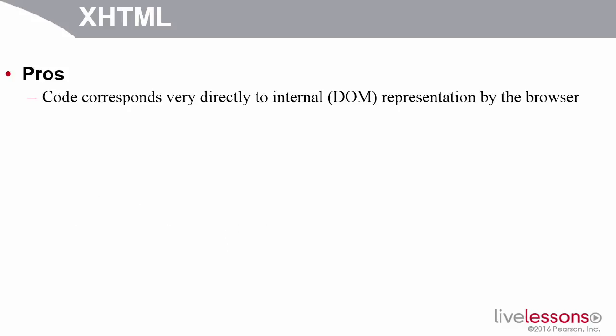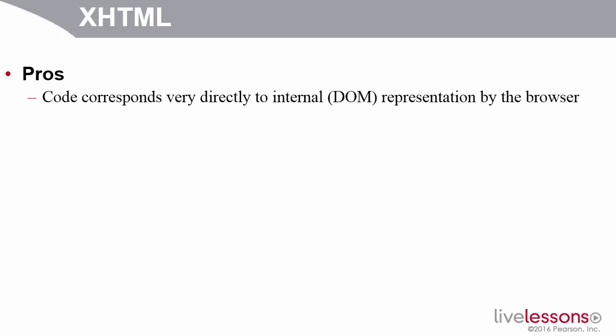So the major advantage of XHTML is that what you see in your text editor corresponds very directly to what the browser stores in its memory. You basically have a tree structure. You have a tag HTML. Then you have inside part of it a body tag, and inside of that you have a div tag, and inside of that you have a p tag. Each internal tag is kind of a subnode in the tree. And the way that you write it is the way that it's represented internally in the browser's memory.